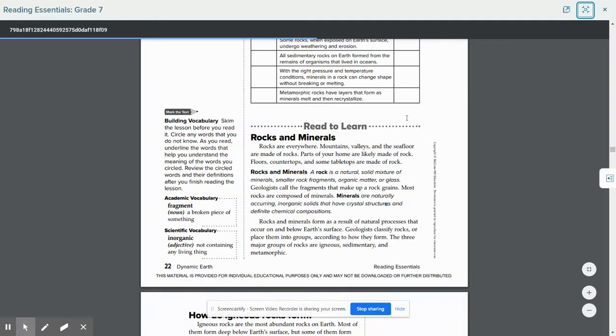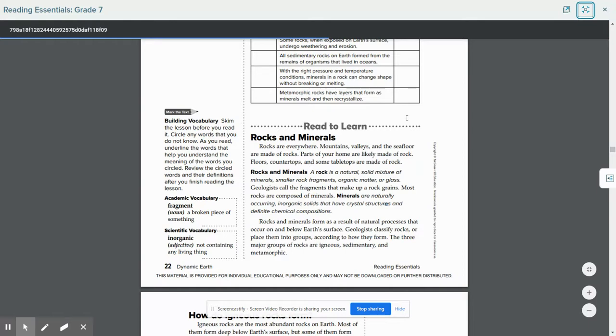Read to learn. Rocks and minerals. Rocks are everywhere. Mountains, valleys, and the sea floor are made of rocks. Parts of your home are likely made of rock. Floors, countertops, and some tabletops are made of rock.